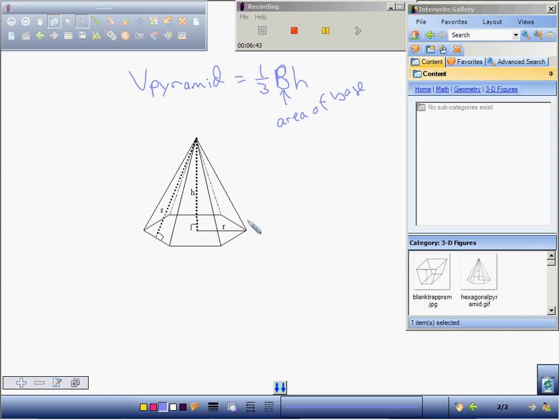So say I know in this case, and this one's going to be a little bit trickier, say I know that this side is 8.